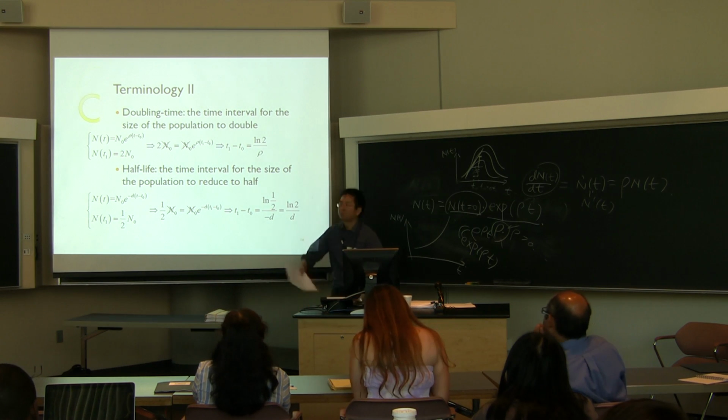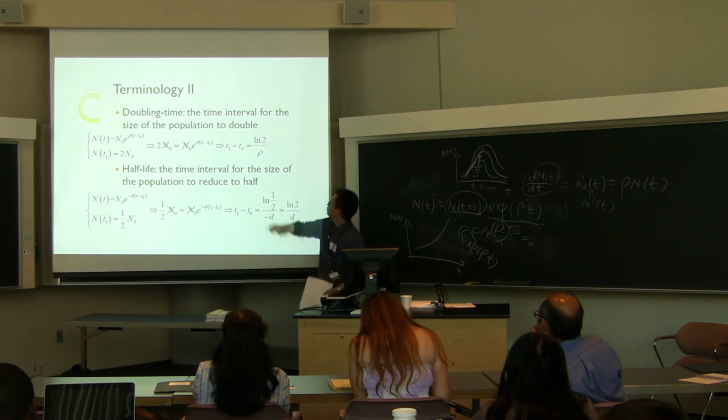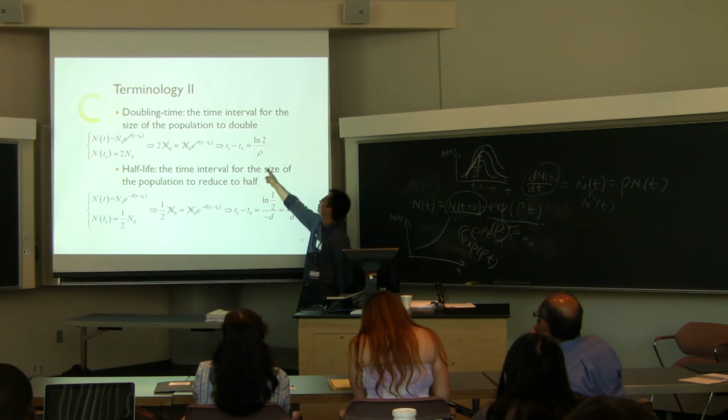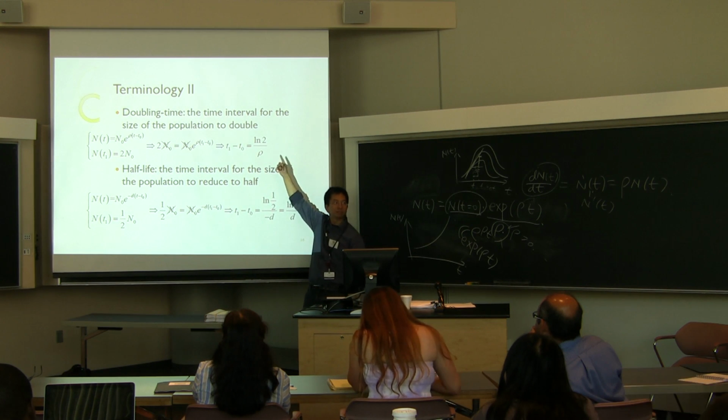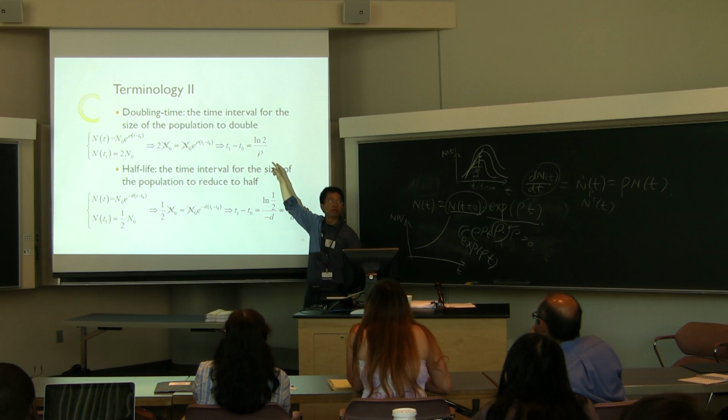So that's doubling time. That's how you calculate doubling time once you know the growth rate. If you want to calculate doubling time, what you do is divide log 2 by rho. That's the doubling time.